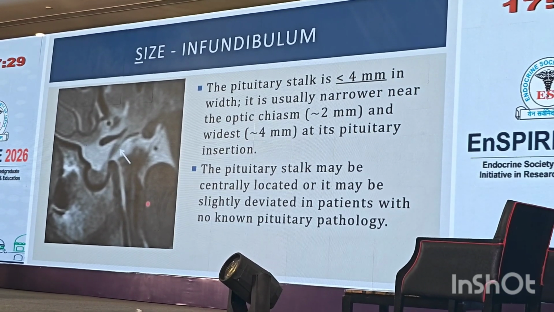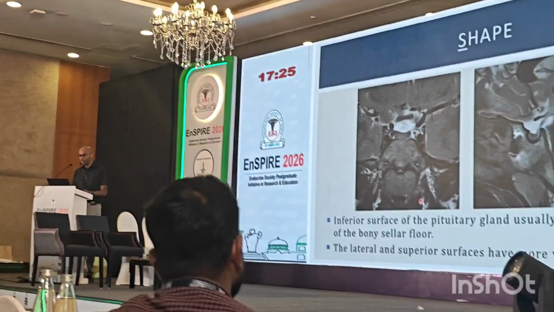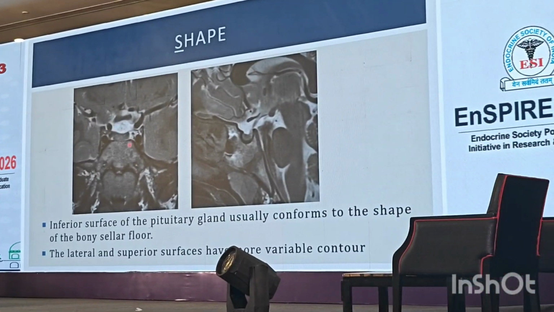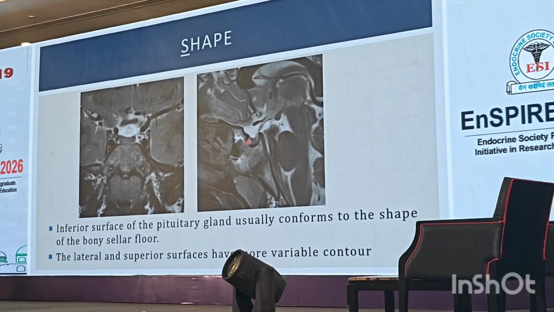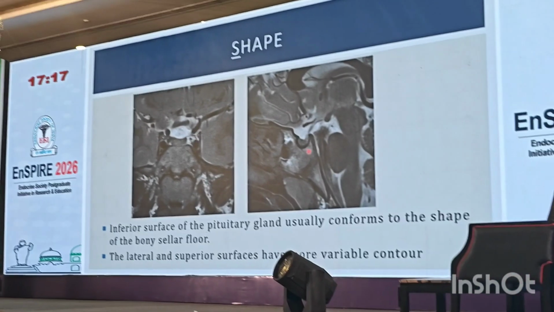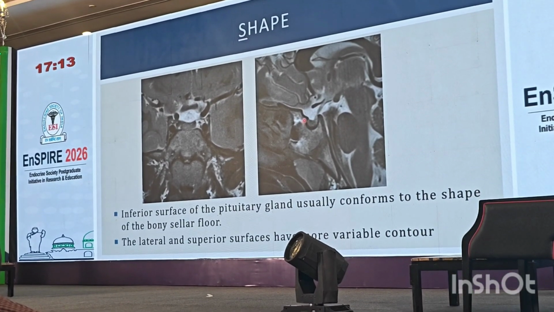So we have looked at the signal and the size. The next one is the shape. So this is a very important point. So the normal pituitary gland, because of the virtue of the bony sella, which doesn't allow it to change its shape, consistently has a convex shape inferiorly.